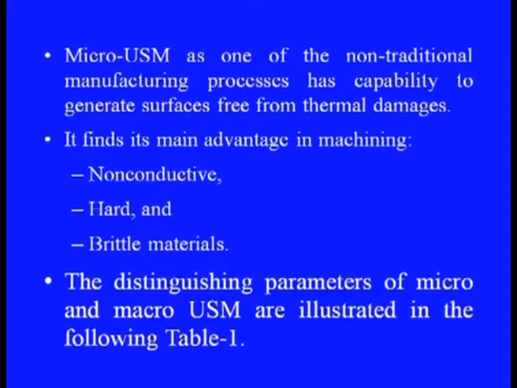Micro USM, that is nothing but ultrasonic machining at micro level, has basically evolved from macro USM, what we usually know as USM or normal USM, which has already been discussed in detail in the last 2 sessions. Micro USM, as one of the non-traditional manufacturing processes, has the capability to generate surfaces free from thermal damages. This is one of the biggest advantages in applying this ultrasonic micro machining process.